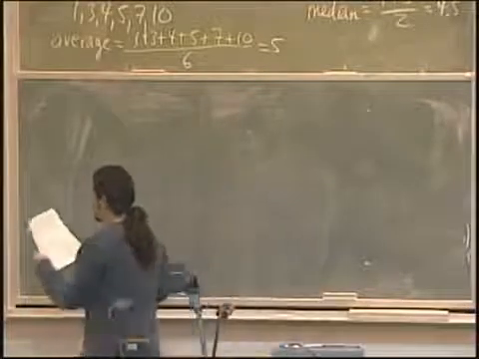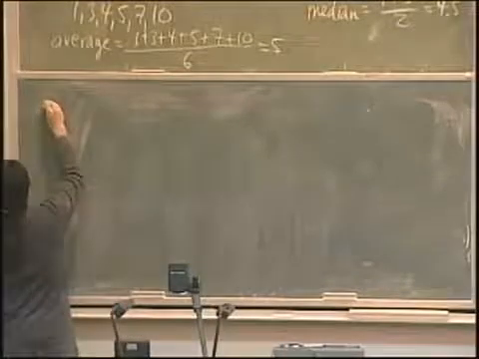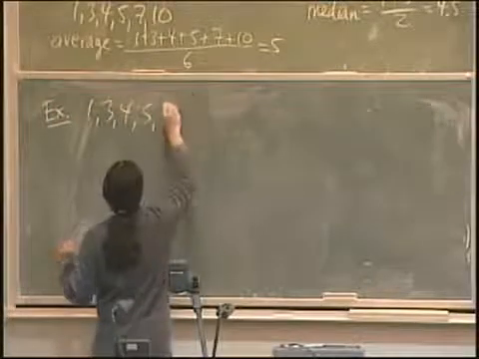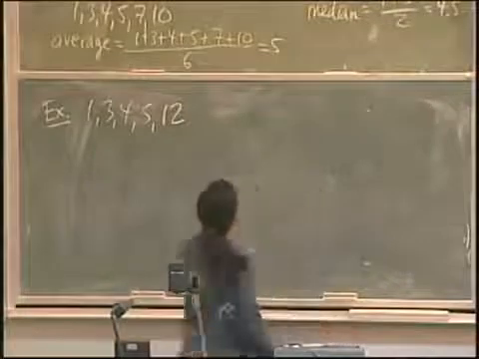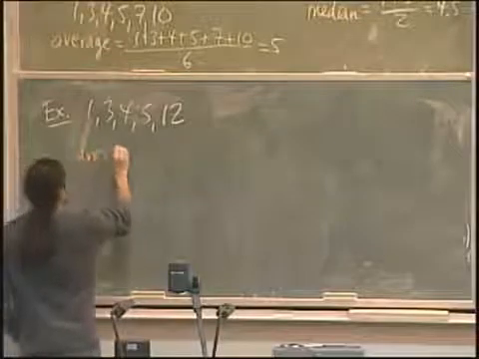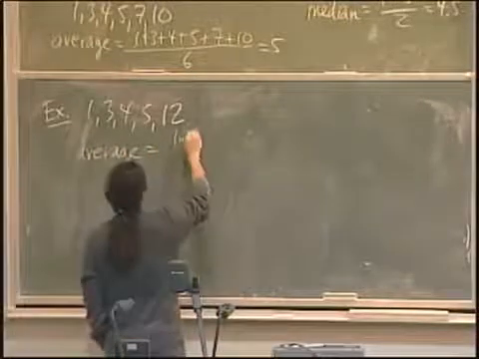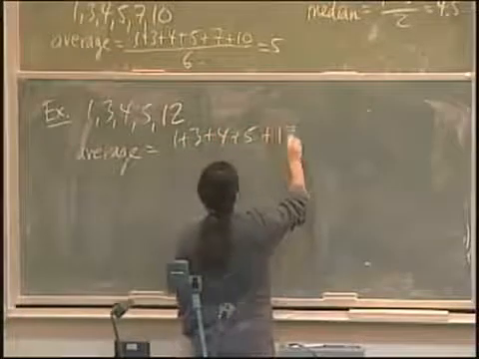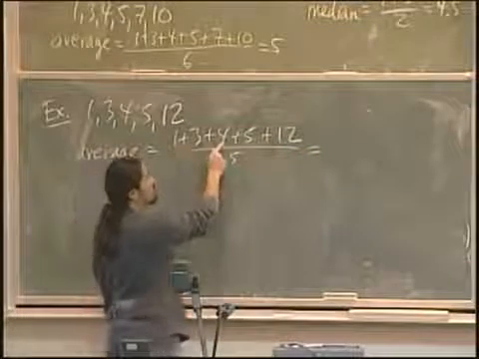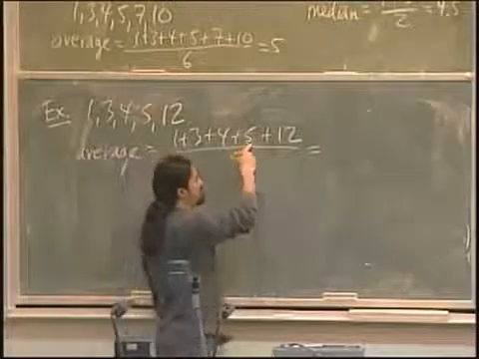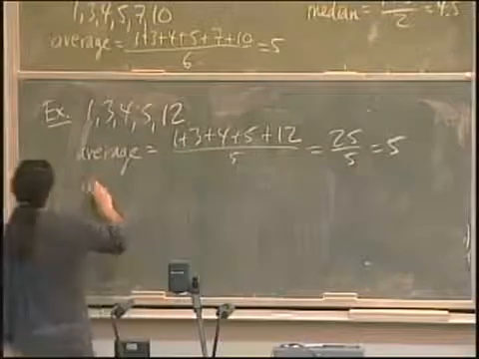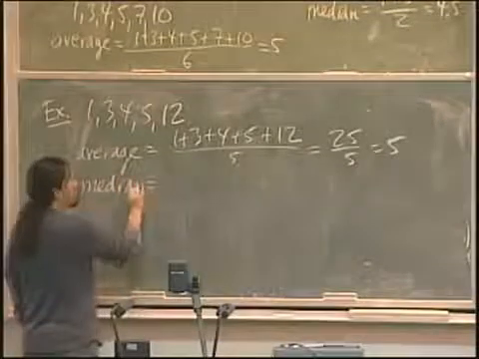Okay, so let's do one more that's sort of like these. Okay. So I'm starting with the first set of numbers, 1, 3, 4, 5, 7. I'm just changing the 7 into a 12. So 1 plus 3 is 4, plus 4 is 8, plus 5 is 13, plus 12 is 25. So 25 over 5 is 5. And what's the median? Still 4.